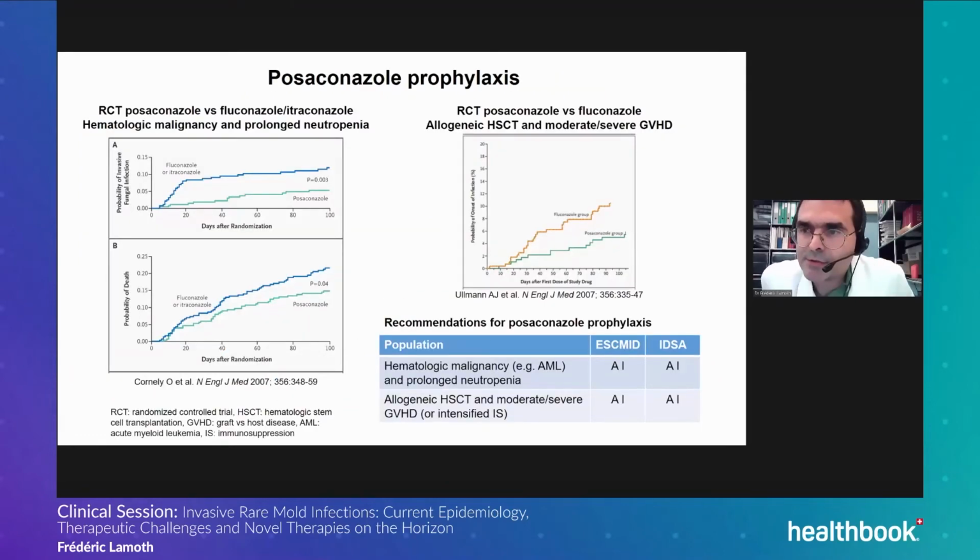Now, if you focus on mold infections, what could affect the epidemiology of these rare mold infections? First question is posaconazole prophylaxis. As you know, we had two big randomized controlled trials which clearly demonstrated that posaconazole prophylaxis, compared to a non-mold active prophylaxis like fluconazole or itraconazole, was able to significantly decrease the incidence of invasive mold infections, especially invasive aspergillosis. This was shown in two categories of patients: patients with hematologic cancer and prolonged neutropenia, and allogeneic hematopoietic stem cell transplant patients with moderate or severe graft versus host disease. And the guidelines have now implemented posaconazole prophylaxis as a strong recommendation with high quality evidence.